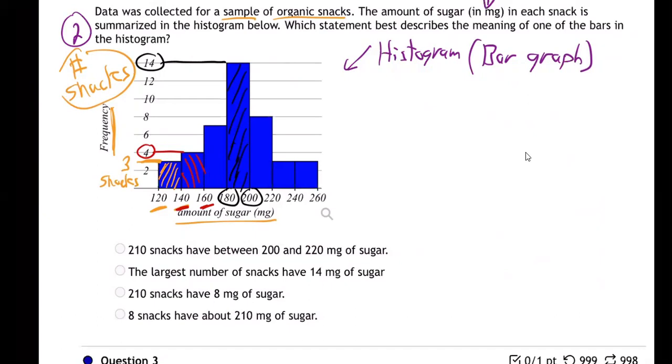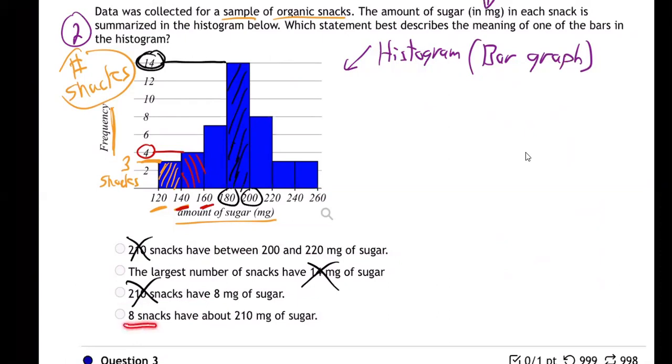Let's look down and see which of these statements are true. Is it true that 210 snacks...? No, the most snacks we have is 14. There's not 210, that's craziness. No. All right, next statement. The largest number of snacks have 14 milligrams of sugar. Is that true? No, the lowest amount of sugar here is 120, not 14. That's crazy. All right, next one. 210 snacks again. There's not 210 snacks up there. The biggest bar has 14 snacks.